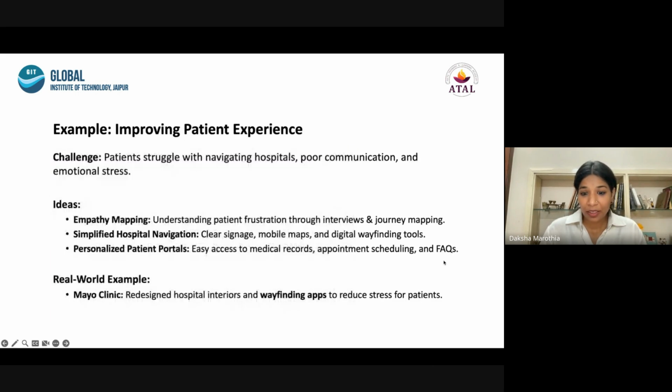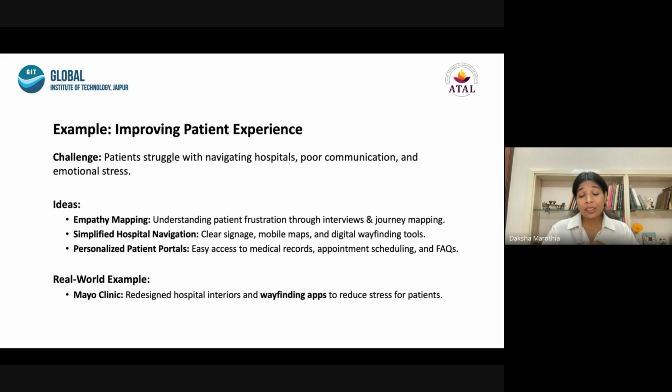Next one is improving patient experience. Has everybody heard of Mayo Clinic here? So Mayo Clinic is one of the biggest leading hospital chains in the US and a lot of other places, California as well. Like California is in the US, but there are other places apart from the US also where there are Mayo Clinics, which is a great 5-star hospital.